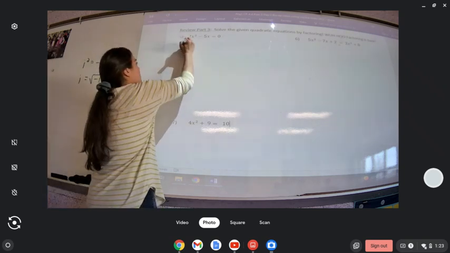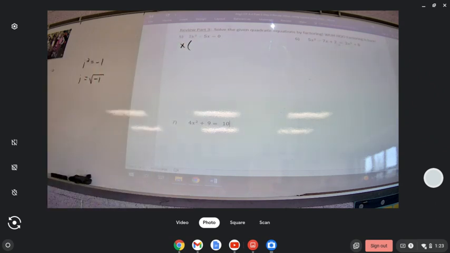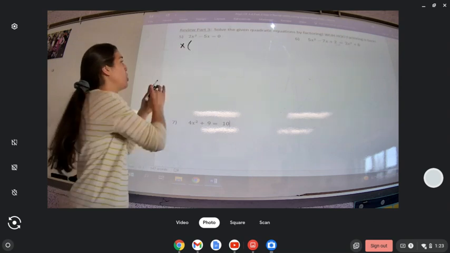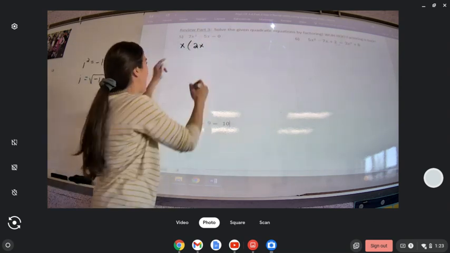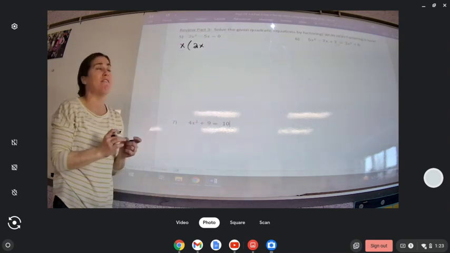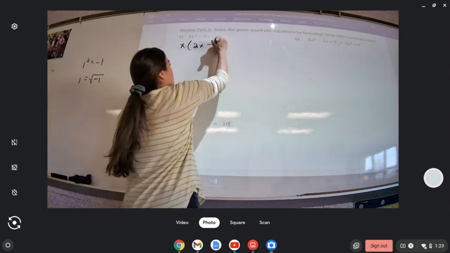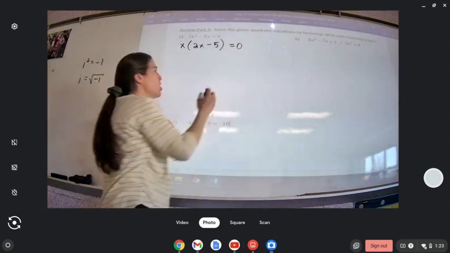So now we're going to say x comes out. I'm going to times it with what to get me back to that original expression? 2x. X times 2x. And now x times what gets you back to negative 5x? Negative 5. All right, close it, and it still equals 0.